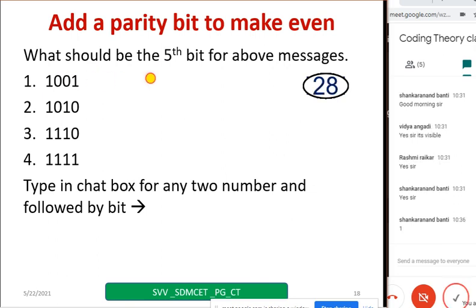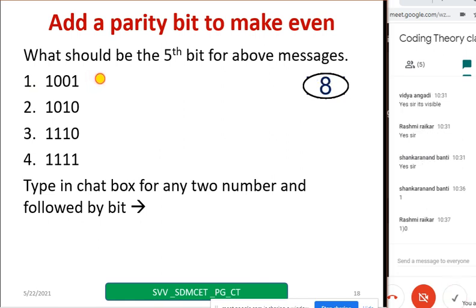Very good. One, he is telling, Shankaranand. So when I write here, what he is thinking, if already it is even, I will put 1. No, Shankaranand. Including this, what I am writing, together it should become total even. Are you getting my point? Already it is even here. Hence, I cannot add extra. I have to make it 0.